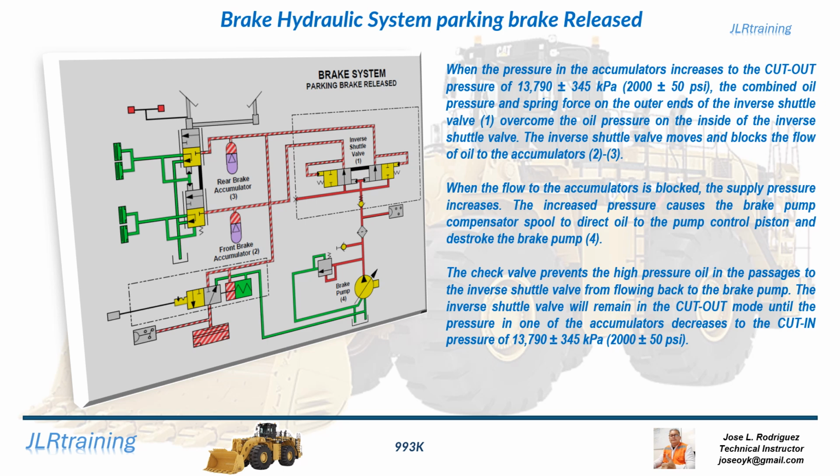2, 3. When the flow to the accumulators is blocked, the supply pressure increases. The increased pressure causes the brake pump compensator spool to direct oil to the pump control piston and destroke the brake pump. 4. The check valve prevents the high-pressure oil in the passages to the inverse shuttle valve from flowing back to the brake pump. The inverse shuttle valve will remain in the cut-out mode until the pressure in one of the accumulators decreases to the cut-in pressure of 13,790 ± 345 kilopascals, 2,000 ± 50 psi.